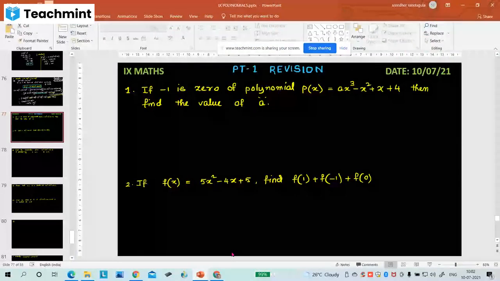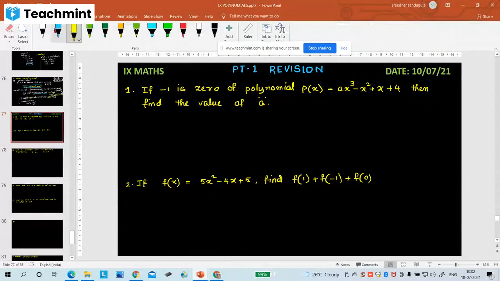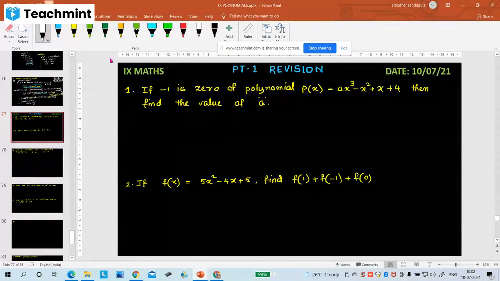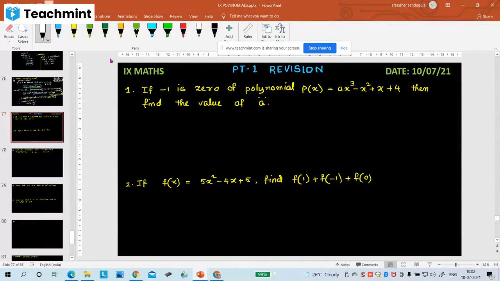So the first problem in polynomials is based on the zero of the polynomial. If minus 1 is a zero of the polynomial p of x equal to ax cube minus x square plus x plus 4, then it is asked to find the value of a. What is the meaning of zero of a polynomial? If you substitute the zero of the polynomial in the place of the variable, the whole polynomial becomes 0. For which value of the variable the polynomial becomes 0, that is called the zero of the polynomial.